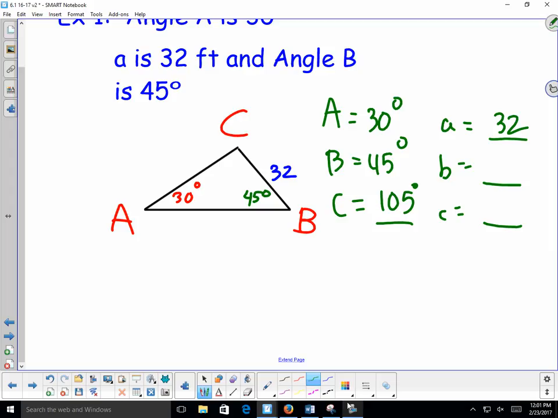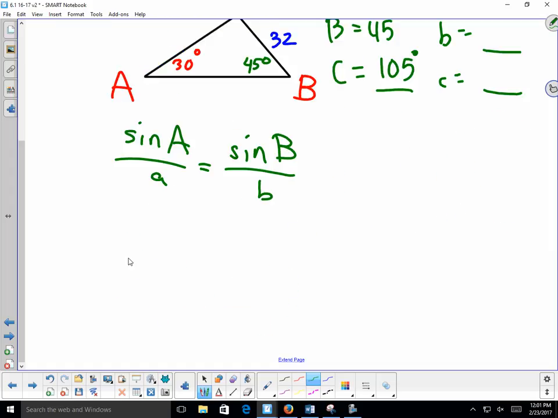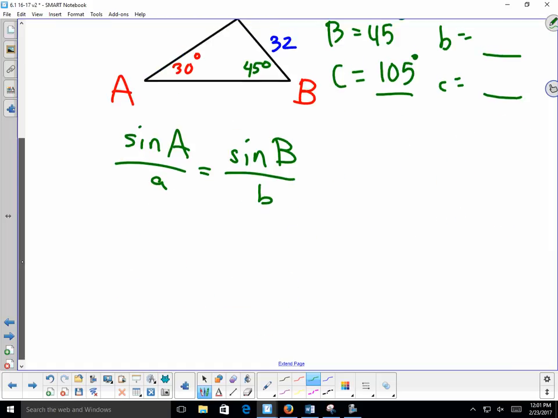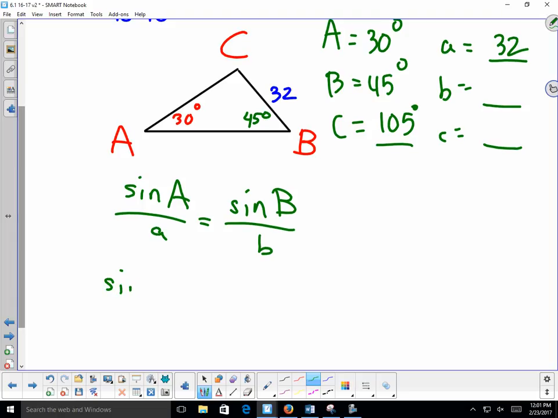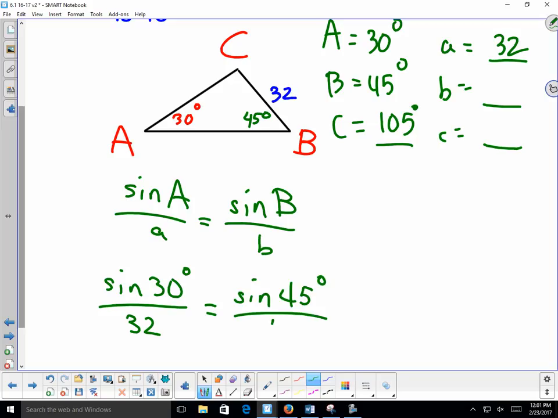Okay, anyway, so in this case, I will say sine of angle A over A equals sine of angle B over B. Let's start with just that piece of the law of sines. So we're filling in sine of 30 degrees over side A, which was 32, has to equal the sine of angle B, which was 45 degrees, over side B. And we're solving for side B. Grab your calculator. We're going to cross multiply and solve for B.